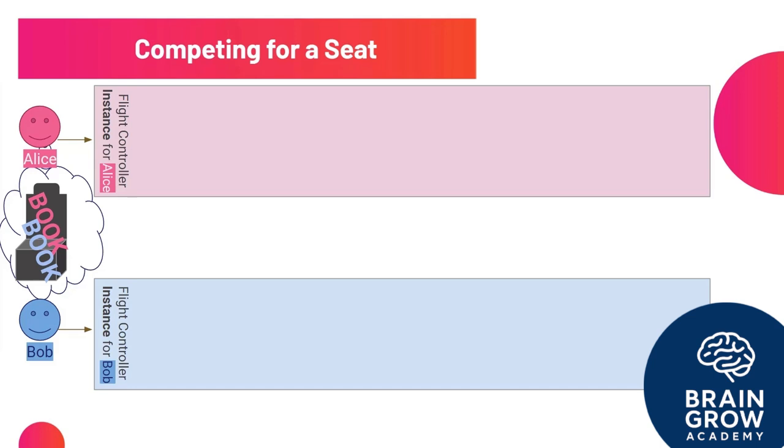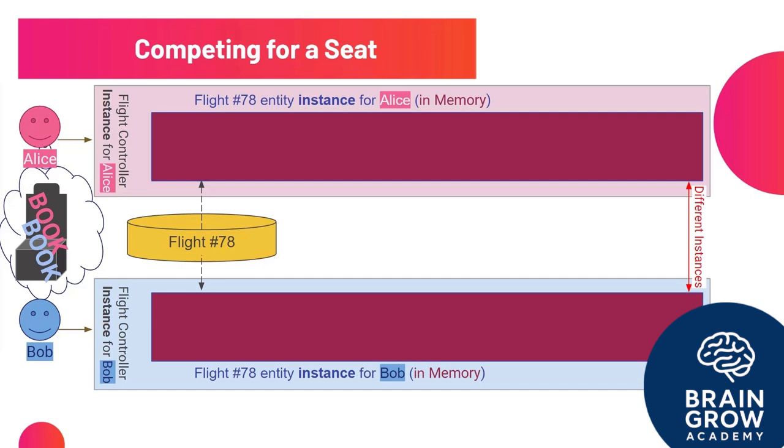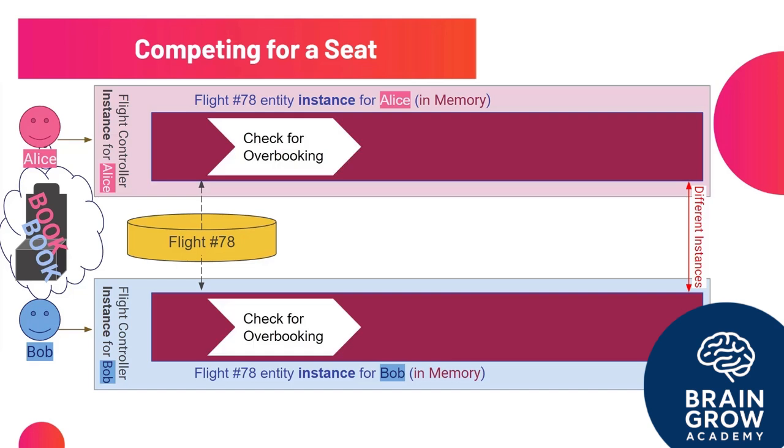ASP.NET creates a new instance of the flight controller for each of them. Alice's controller instance and Bob's controller instance both fetch the flight from the database now. Still, Entity Framework creates a different instance of the flight entity for each request in their controller instance. Then, each instance of the flight entity class checks for overbooking. The remaining number of seats field equals 1 for both instances. So none of them detected any overbooking.